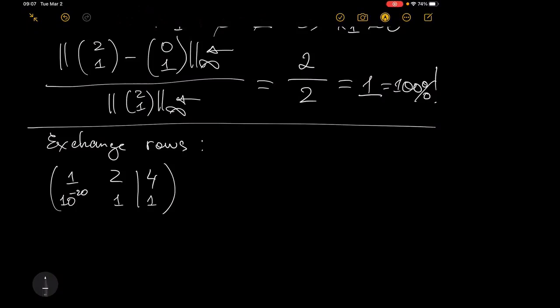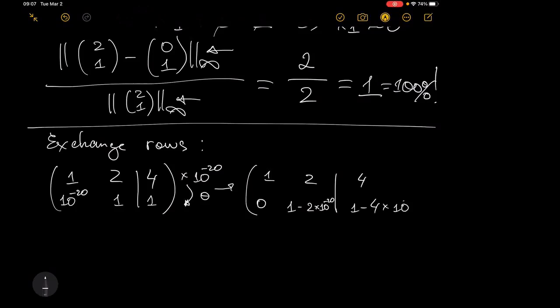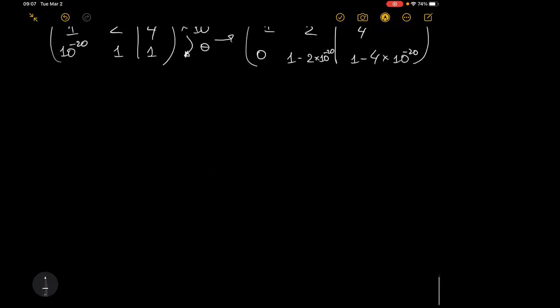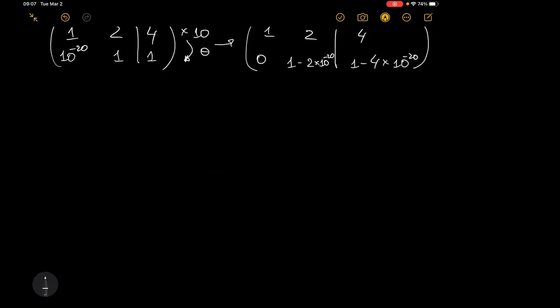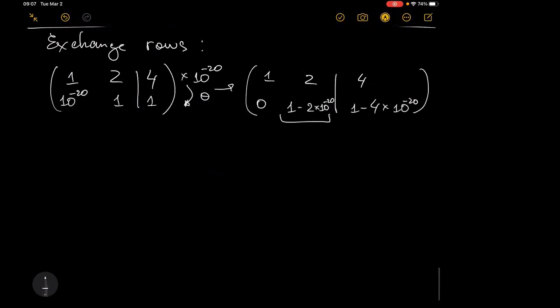So now we need to multiply by 10 to the minus 20 and subtract, and we will get 1, 2, 4, and here is 0. Here is 1 minus 2 times 10 to the minus 20, and here is 1 minus 4 times 10 to the minus 20. So in double precision, this is 1.